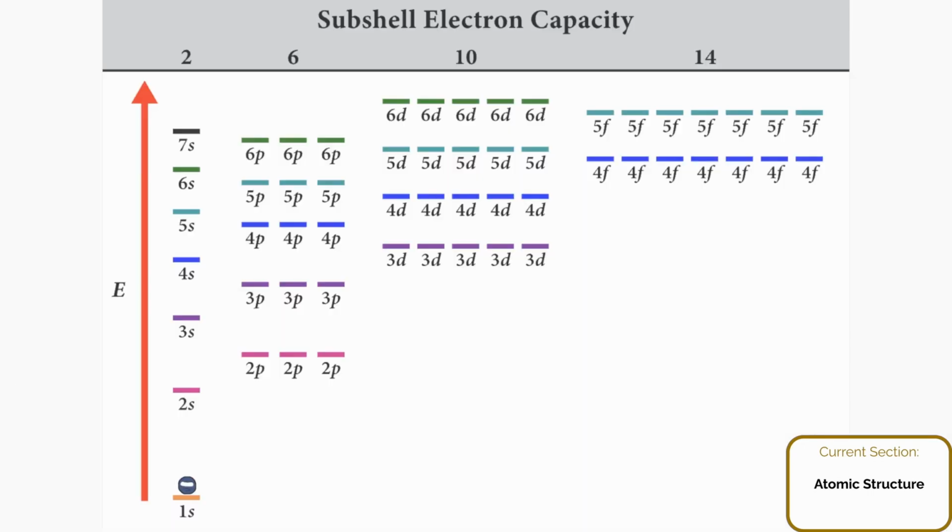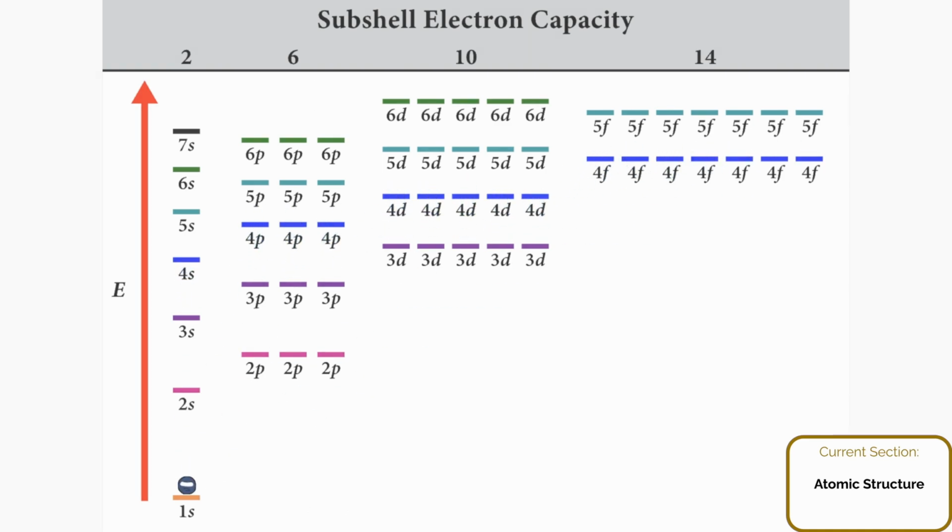For example, if n is 1, then the electron is in the 1s shell. If n is 2, then the electron is in the 2s or 2p shell. If n is 3, the electron is in the 3s, 3p, or 3d shell. And if n is 4, the pattern continues.